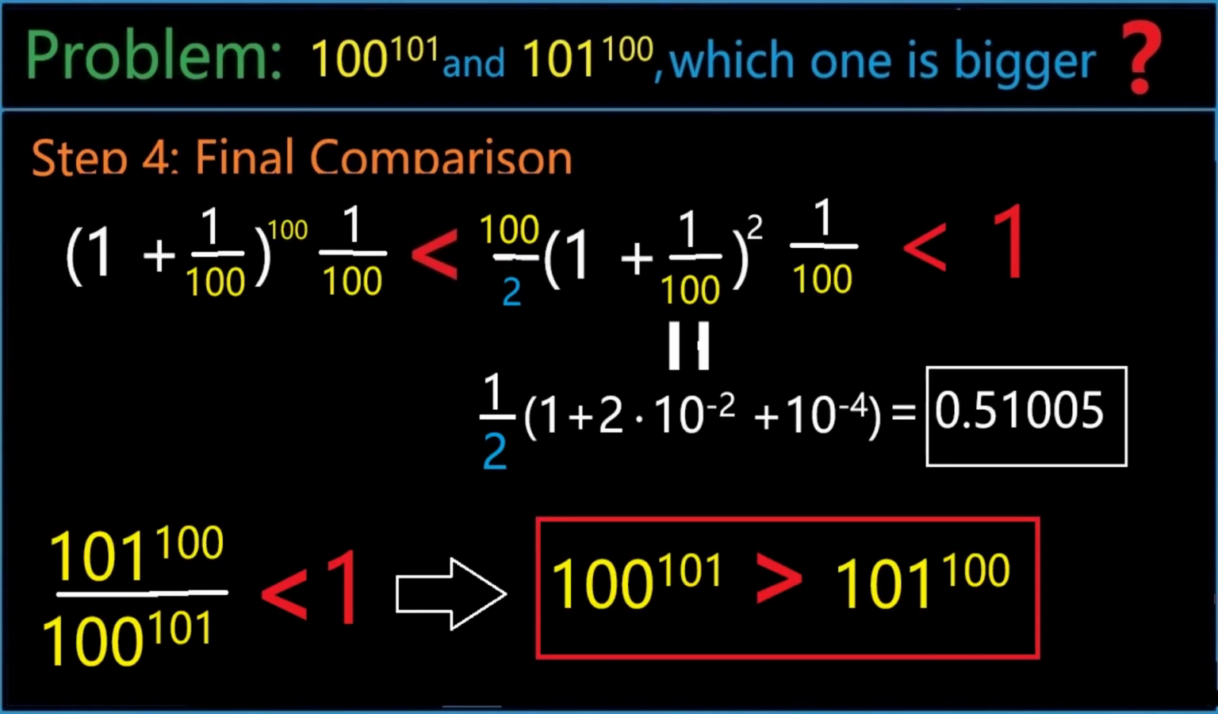Step 4, the final comparison. From the previous steps, we compare 1 plus 1 over 100, raised to the 100th, times 1 over 100, with an upper bound.